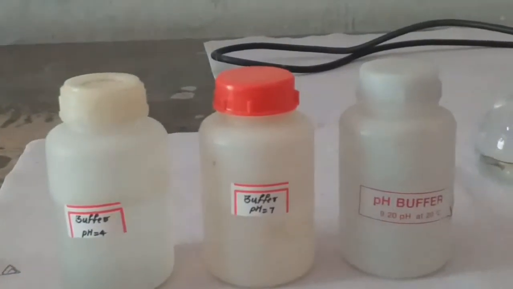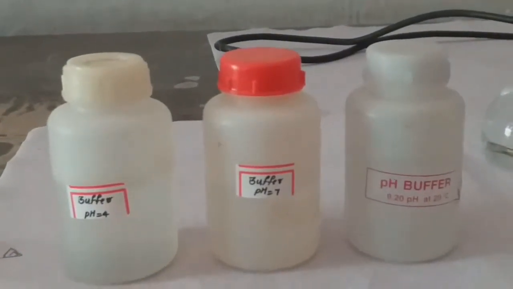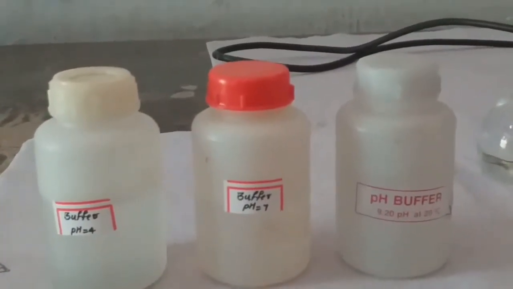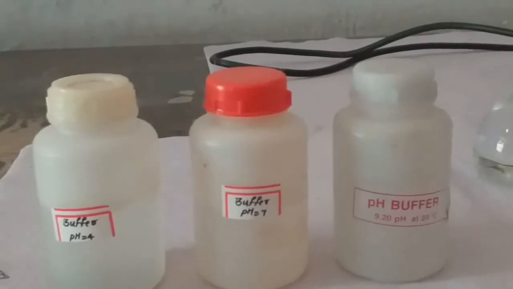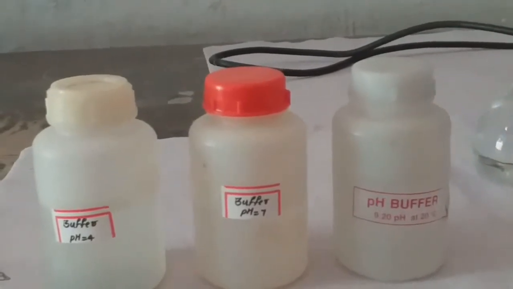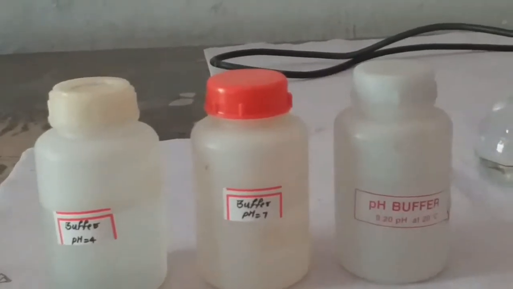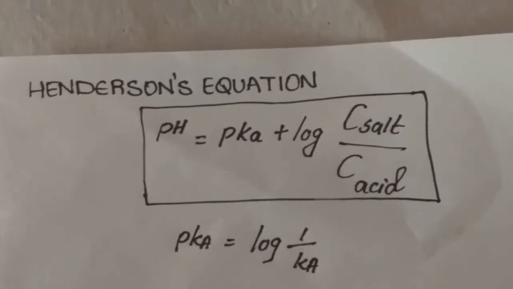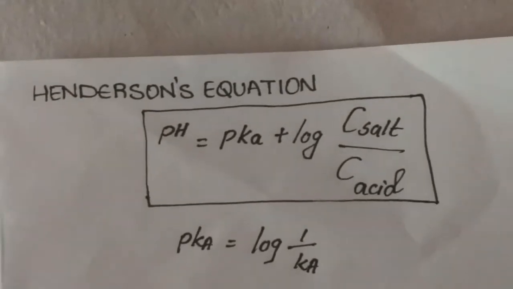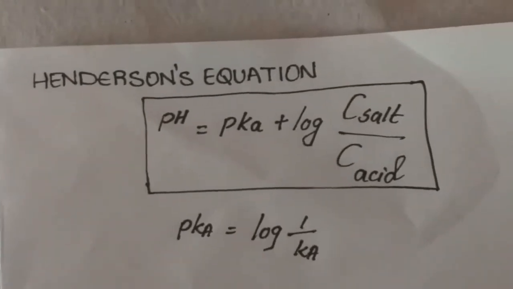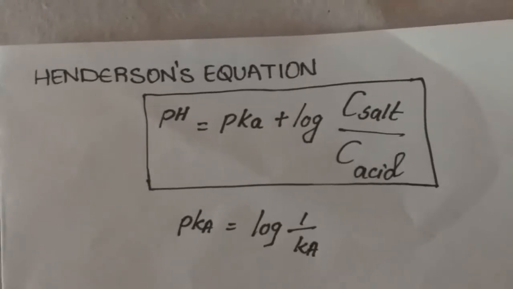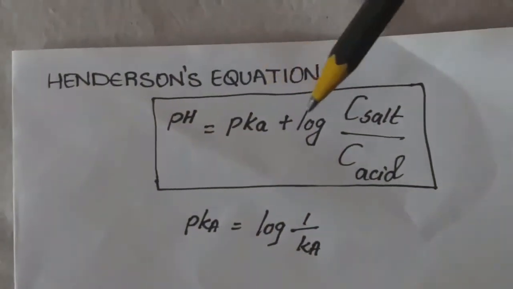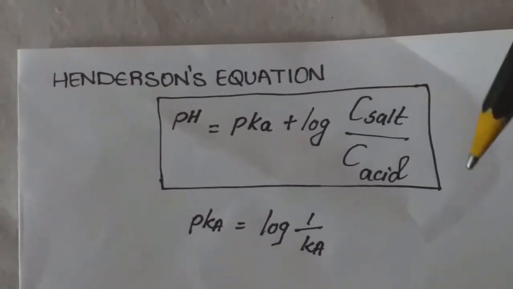Acidic buffer solution can be made by mixing a solution of a weak acid with a solution of one of its salts with a strong base. Alkaline buffer can be made by mixing a solution of a weak base with a solution of one of its salts with a strong acid. The efficiency of a buffer solution depends upon the ratio of salt concentration to acid concentration. It is given by Henderson's equation: pH equals pKa plus log of concentration of salt by concentration of acid.